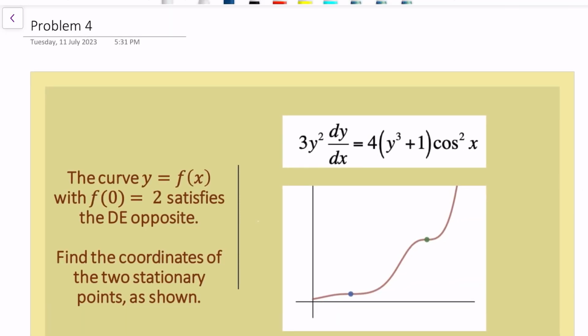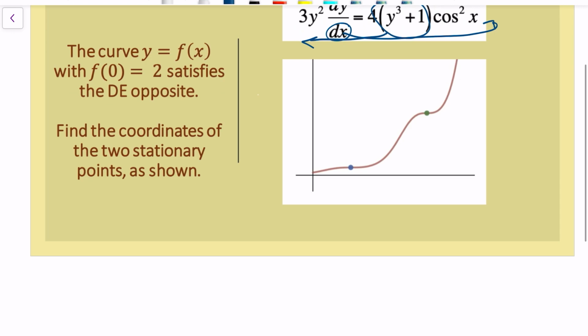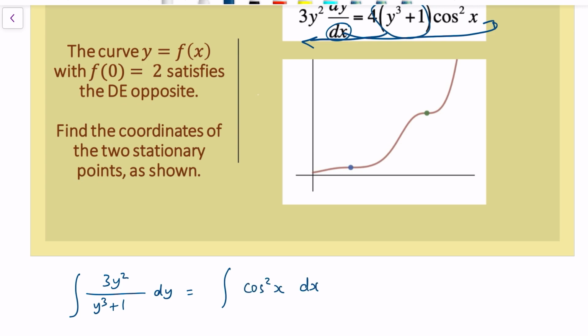Okay, the first thing to realise here is that the differential equation is separable. It looks like a mess, but if I separate by moving the 4, and the y cubed plus 1 actually will go underneath there, and the dx up the top, then things become quite nice. We're integrating 3y squared all over y cubed plus 1, and on the right hand side we're integrating 4 cos squared x with respect to x.